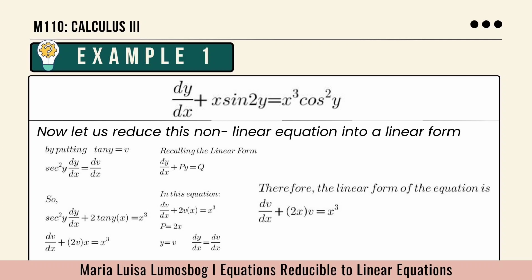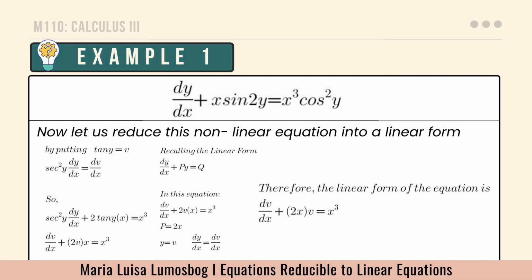Recall the linear form, which is dy over dx plus Py is equal to Q. In this equation, dv over dx plus 2v times x is equal to x cubed, P is equal to 2x, Q is equal to x cubed, and y is equal to v. Therefore, the linear form of the equation is dv over dx plus 2x times v is equal to x cubed.